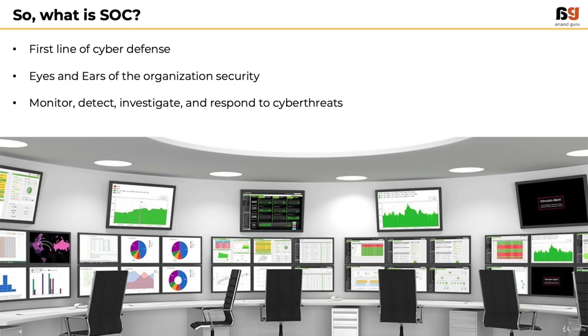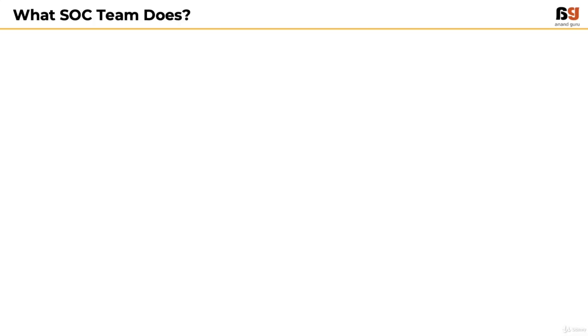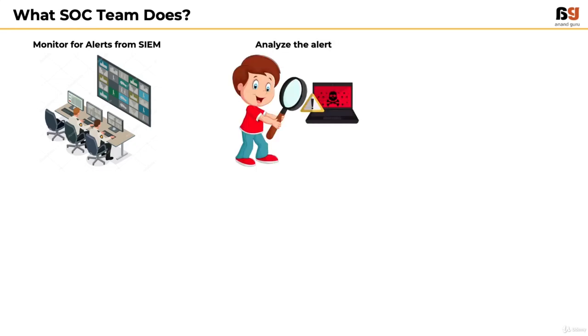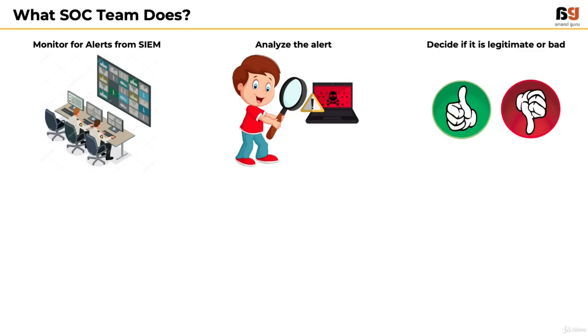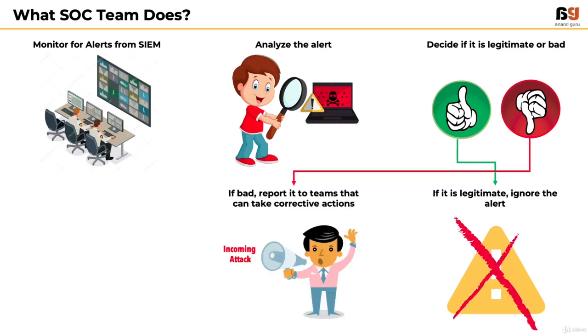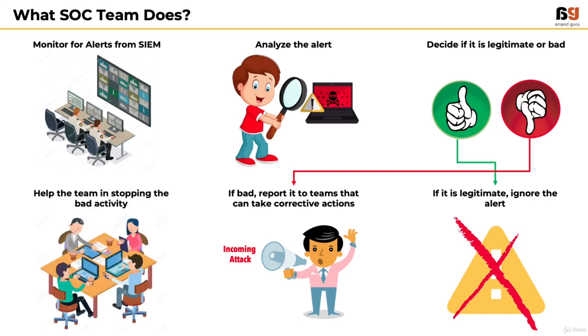Let's understand how they do this with a simple workflow. They continuously monitor for alerts coming from SIEM. They analyze the alerts and have to decide if the alert is something legitimate or if it is something bad. If it is legitimate, the SOC just ignores the alert. If it is bad, the SOC team will ring the bell and inform appropriate teams to take corrective actions. Finally, they also work with other teams to help them in stopping the bad activity.